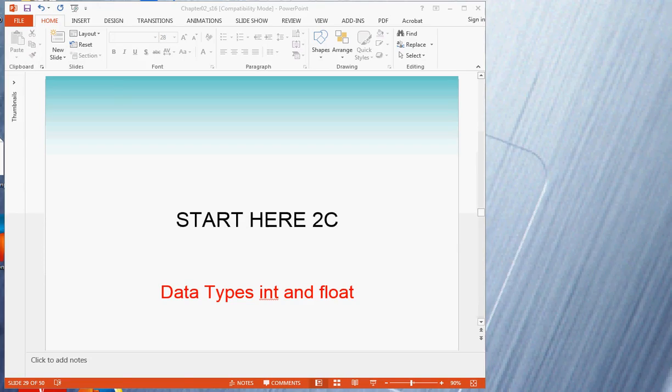This is video 3 in chapter 2. We're going to talk about data types, and we're restricting ourselves to the numeric data types, int and float. Int, again, is a data type of whole numbers. Float is a data type of real numbers.